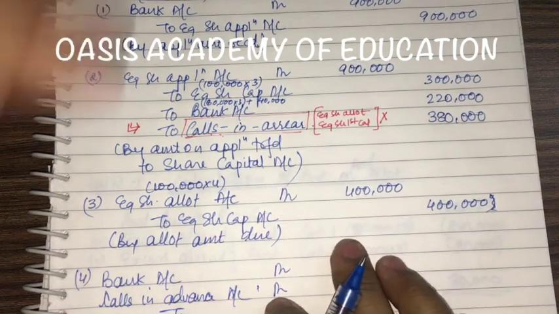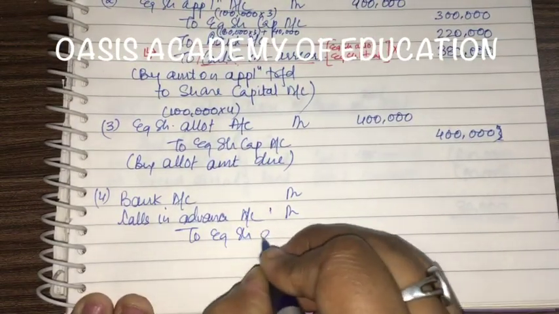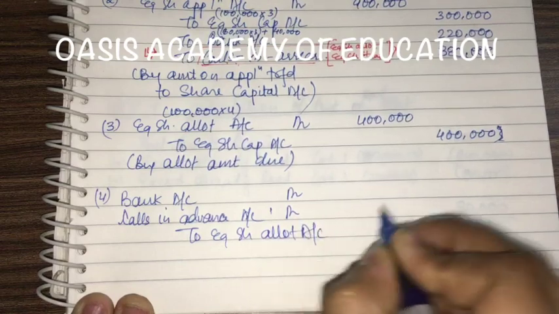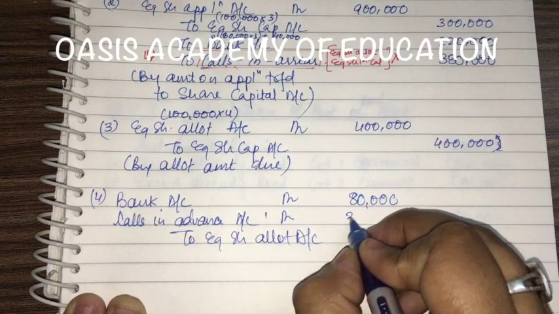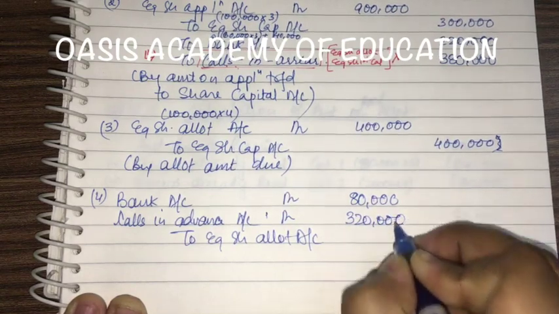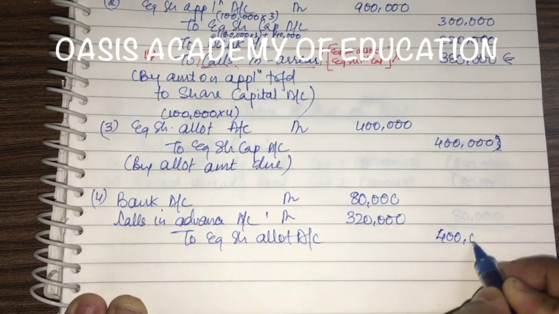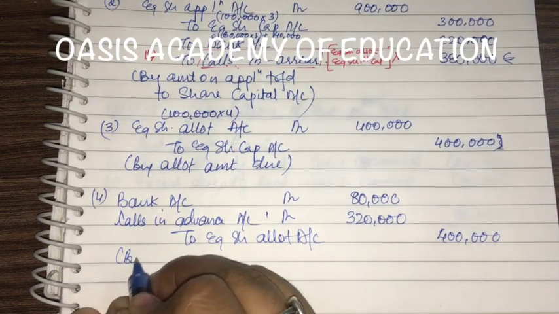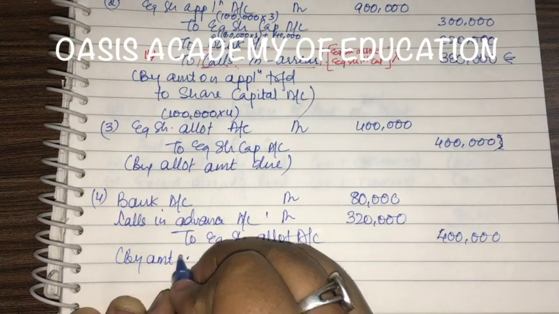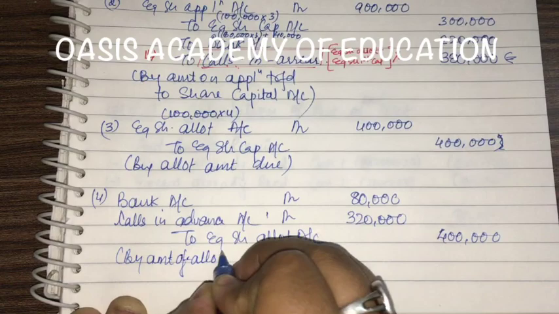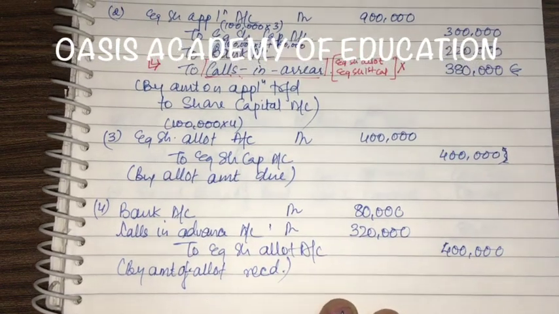to equity share allotment account. So I will receive 80,000 rupees in cash. 3,20,000 I have adjusted from this particular figure, and a total of 4 lakh has been received, being amount of allotment received. I hope I am clear. कोई प्रॉब्लम नहीं है यहाँ तक.